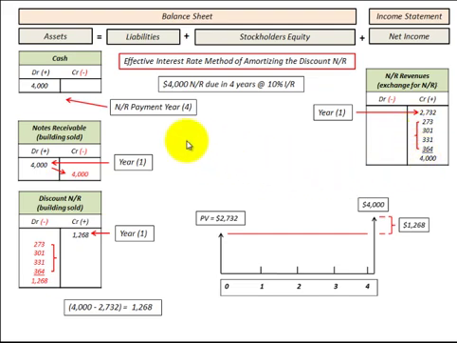So that's just a summary of how we'd handle a notes receivable with a lump sum payment at the end of the term, or the end when we receive that notes receivable.